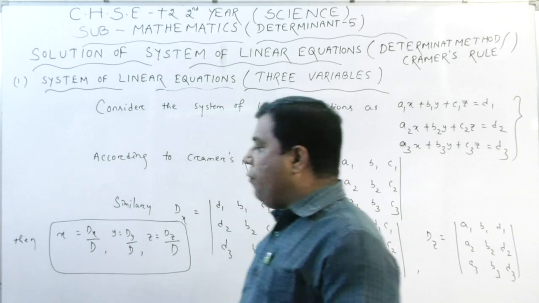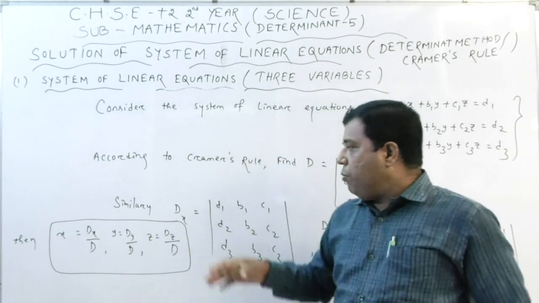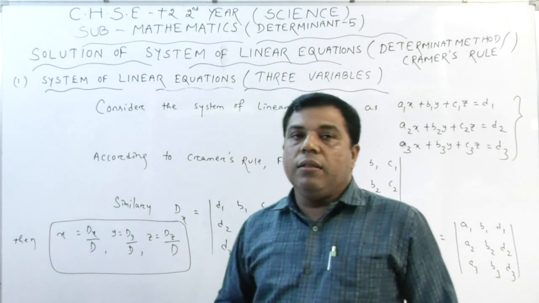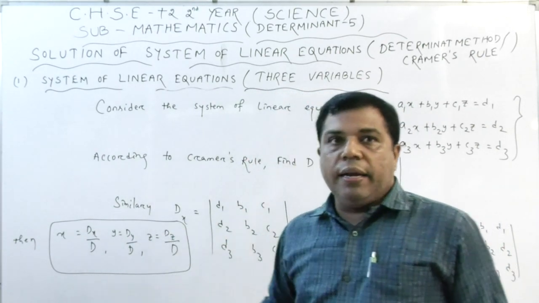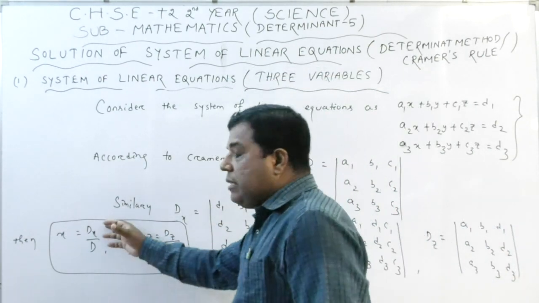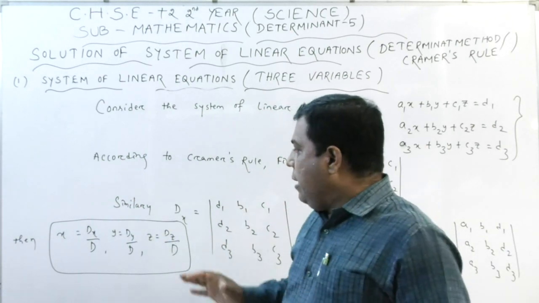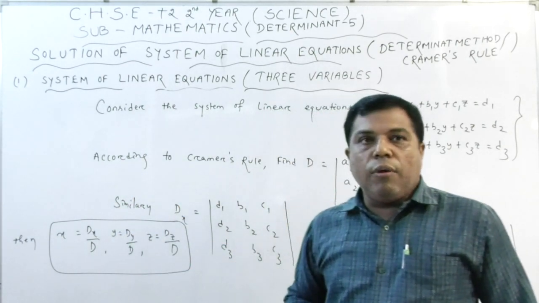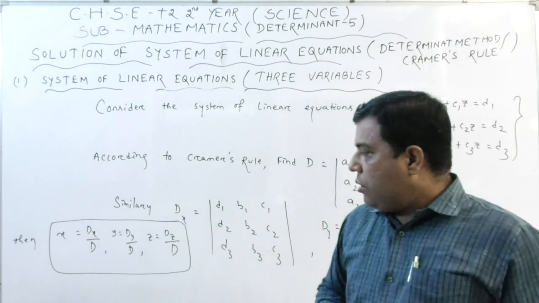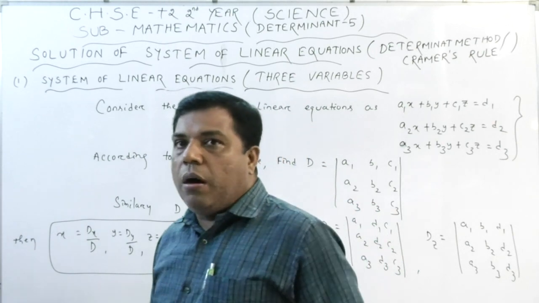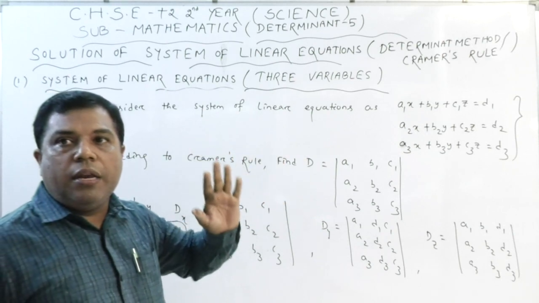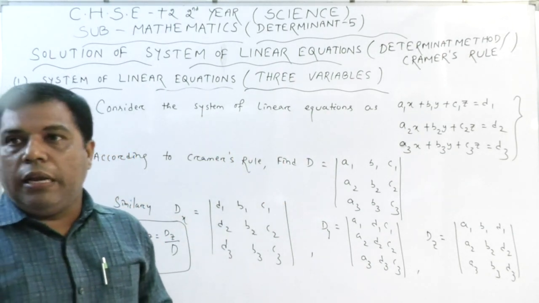If you get the values of d, dx, dy, dz, then you can find the value of x, the value of y, and also the value of z, as x is equal to dx by d, y is equal to dy by d, and z is equal to dz by d. Okay, dear students? So this is the procedure involved to get the solution of these simultaneous linear equations of three variables.